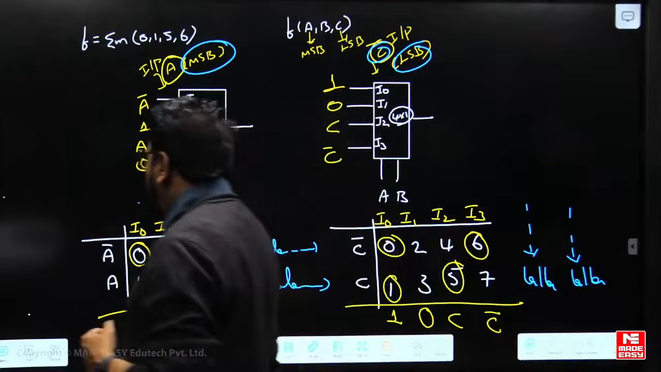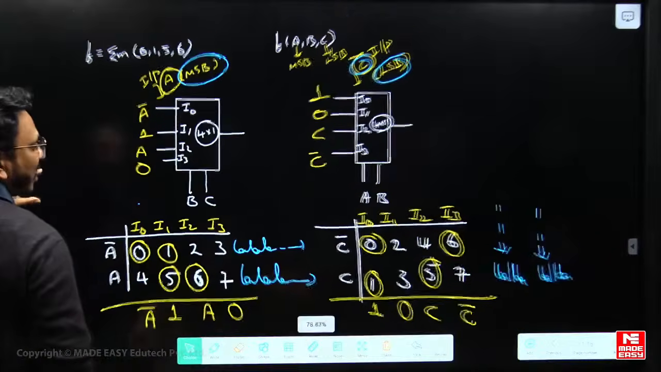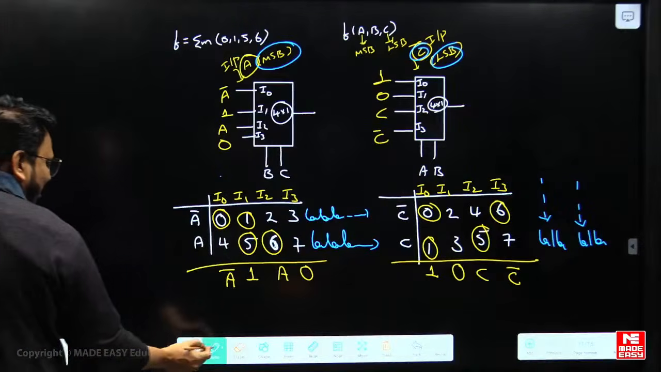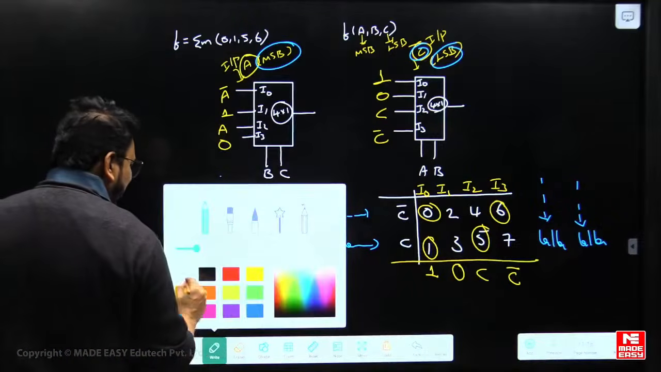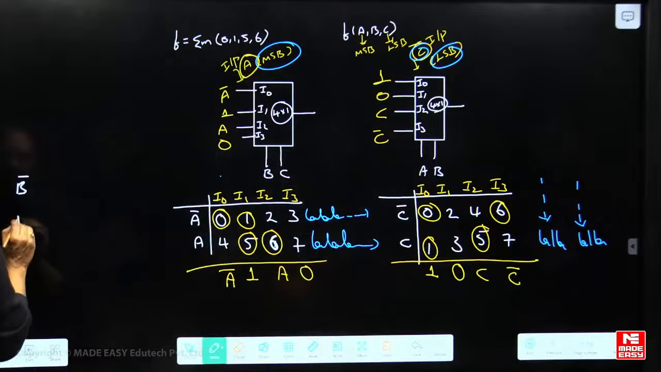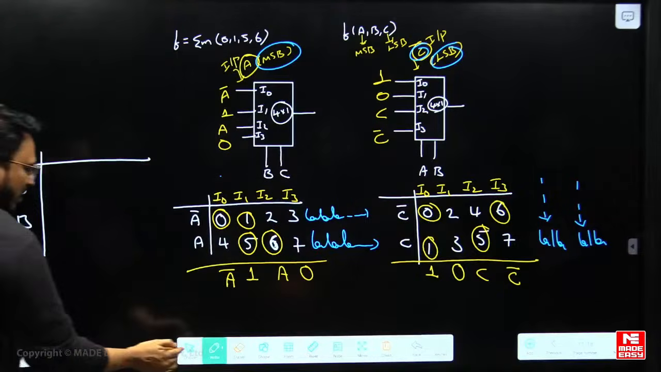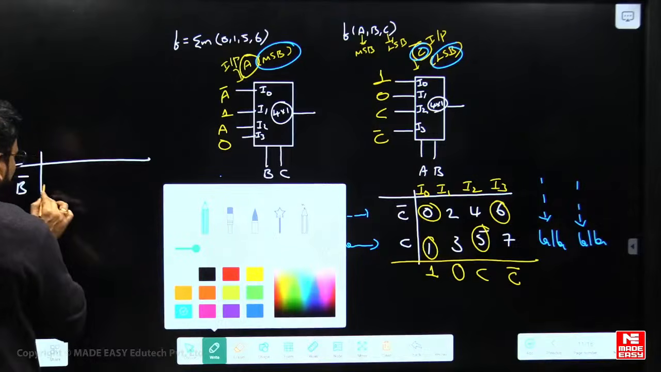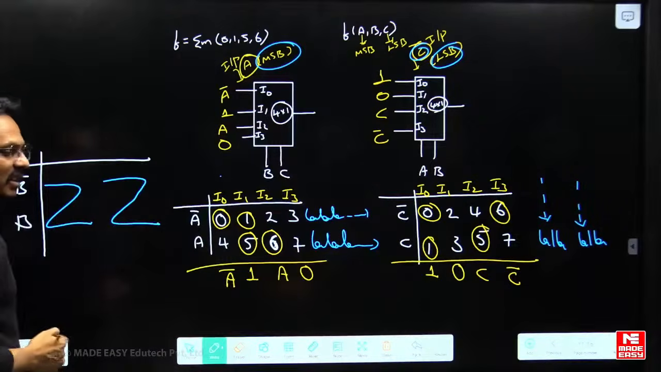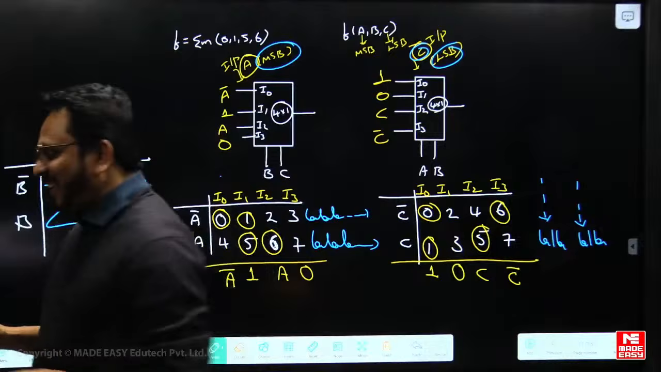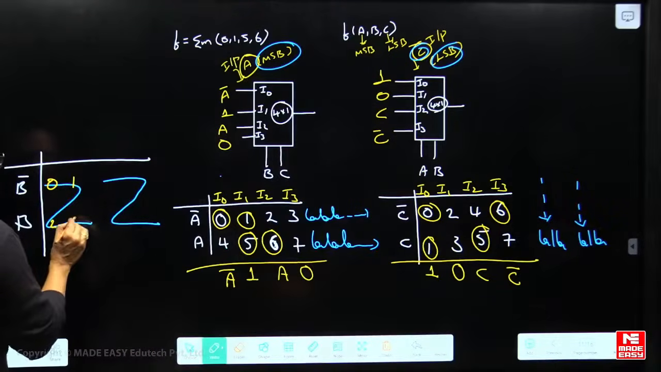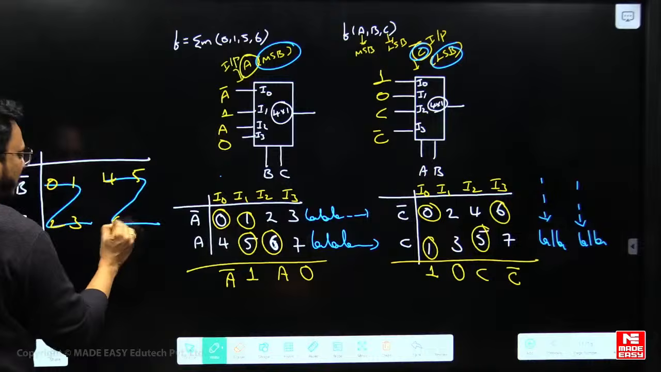Sir, but I asked about B. That also can be handled so easily, with a shortcut technique. You are asking all the shortcut techniques today. When it is B bar, B, you should write it like that. Now we have to make the numbers like this: 0, 1, 2, 3, 4, 5, 6, 7.